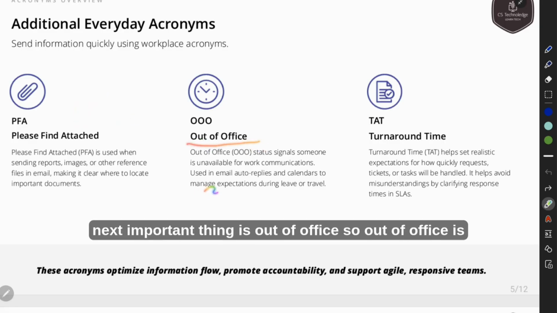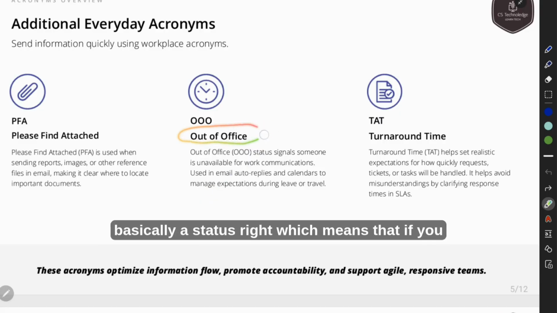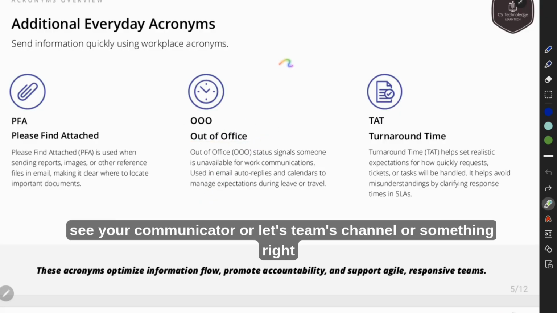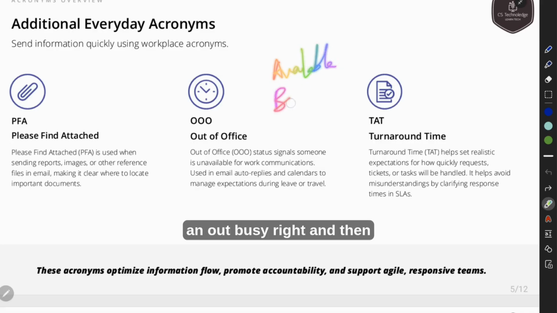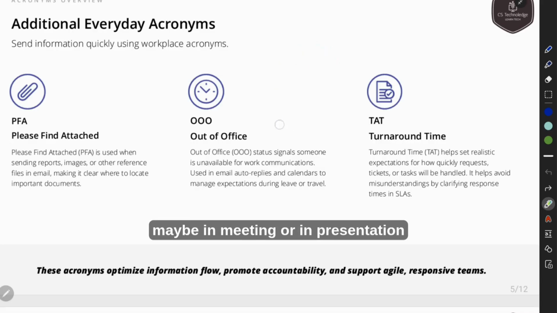The next important thing is out of office. Out of office is basically a status. If you see your communicator, or let's say a Teams channel, you will have statuses like available, busy, and then maybe in a meeting or in a presentation.